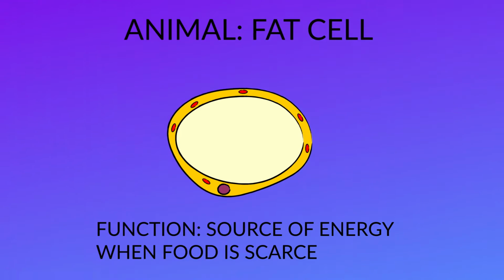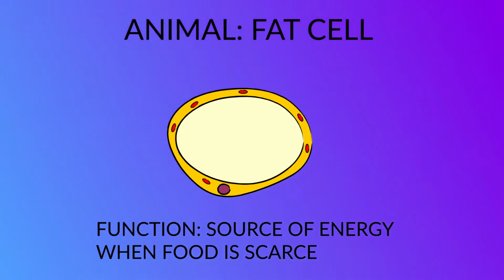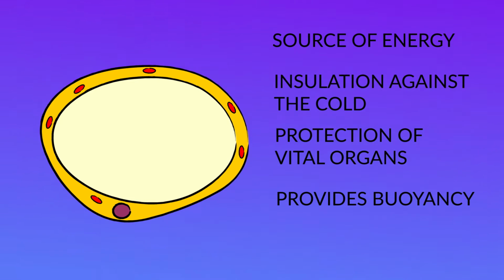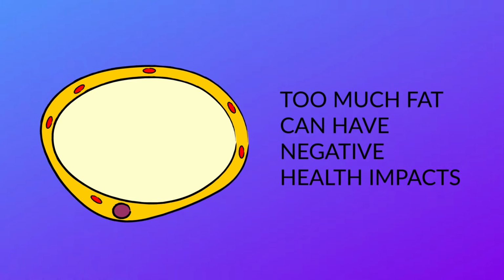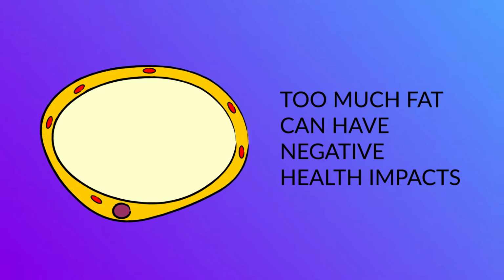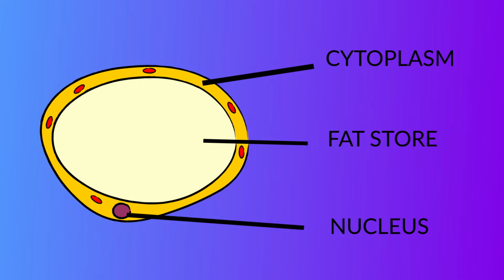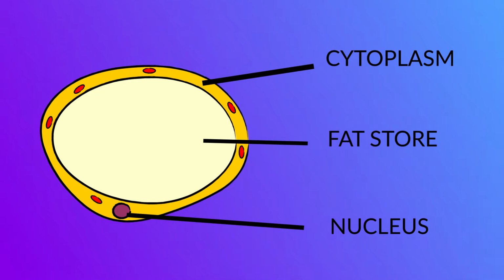Fat cells store fat. Obviously, they are a source of energy when food is scarce. Fat cells provide animals with insulation, protection of vital organs, and can help some animals stay buoyant, thus float on water. However, too much fat can have a negative impact on an organism's health. Fat cells are adapted by having a thin layer of cytoplasm around the outside of the cell, which allows more fat to be stored, which can expand to 1,000 times its original size.